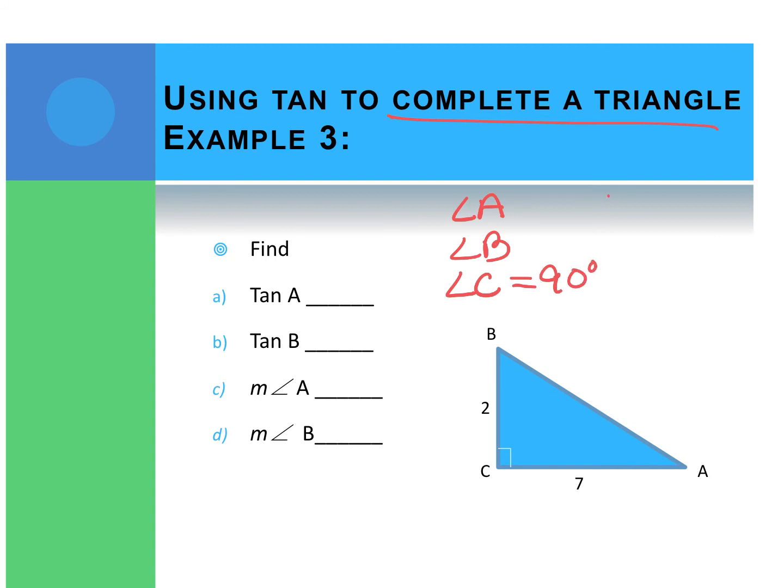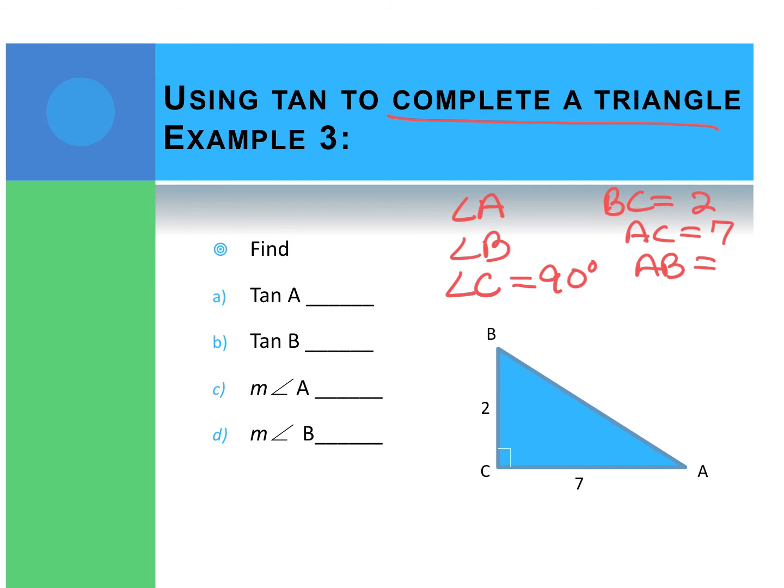I will also know the length of BC, which was given to me, it's 2. The length of AC, which is 7. And then I can also find the length of AB. So when I'm done, I'll have all 6 numbers. Now, the first thing I'm going to find is the length of AB.